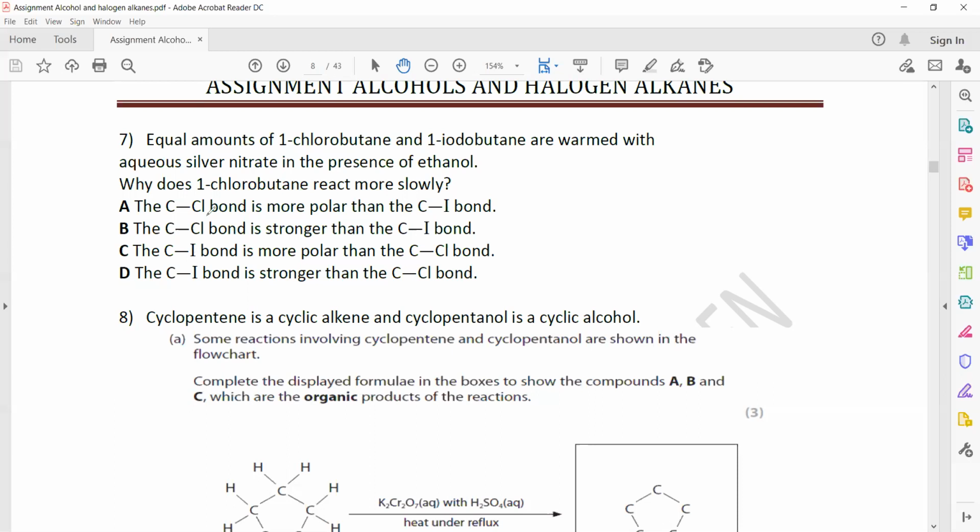Because it is related to the bond. If bond strength is more, bond energy is higher, it will take more energy to break the bond, so the reaction will be slower.